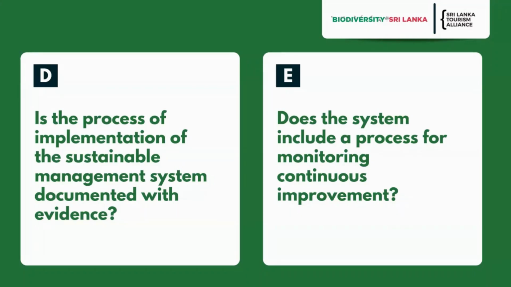Then, does the system include a process for monitoring continuous improvement? Now, we have got to look at continuous improvement. That is, if we are dealing with something today and we cannot deal with it because of lack of funds, maybe lack of resources, maybe lack of staff to deal with it, we then have to look at how are we going to improve this as we move on. So the process for monitoring has to always deal with continuous improvements. So just bear in mind that one, you have to look at documenting with evidence. Second one is that you have to look at continuous improvement.